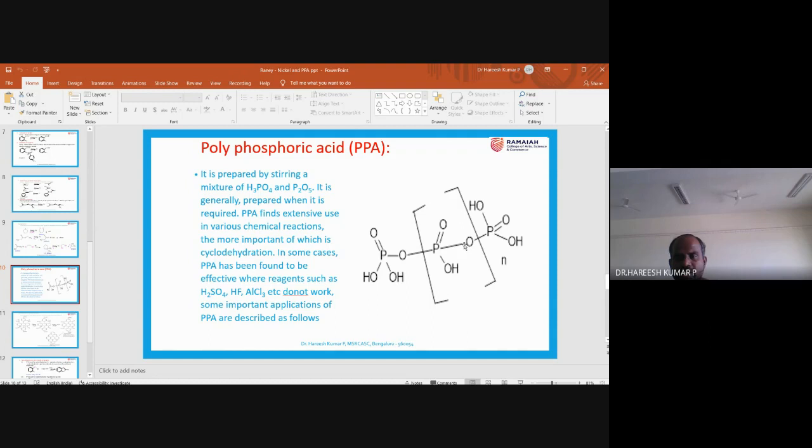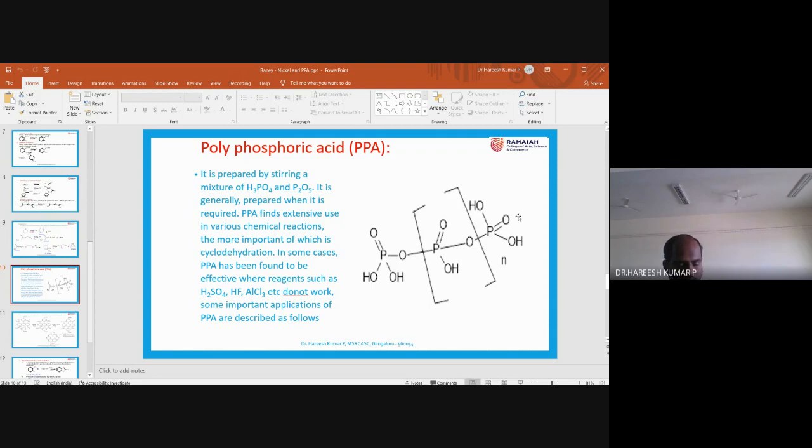So this is the structure of polyphosphoric acid. This will be repeated n times, and on the right side you will have one phosphoric acid group. Of course, the left side also has one phosphoric acid group. And this is P double bond O. This can be written as P plus O minus. Even this can be written as P plus O minus, and even this. That will be another canonical form of polyphosphoric acid.